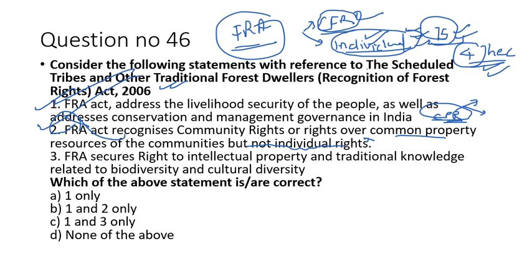Statement number 3: the Forest Rights Act secures the right to intellectual property and the traditional knowledge related to biodiversity and cultural diversity. This statement is right. The Forest Rights Act also secures the right to intellectual property or the traditional knowledge of the forest dwelling community, right? So 1 and 3 are the correct options and 2 is the wrong option. This is the correct choice of this question.